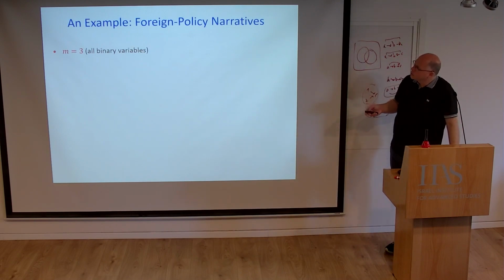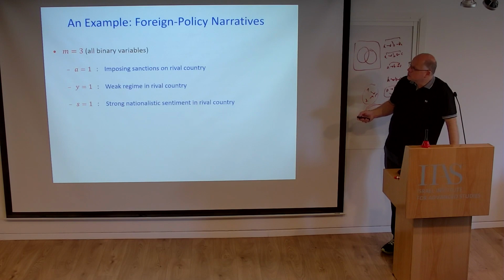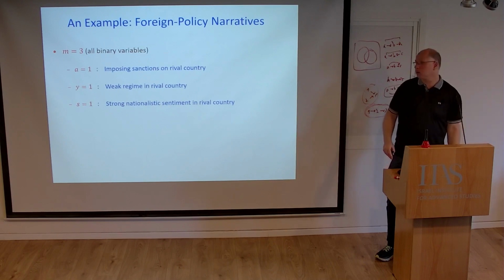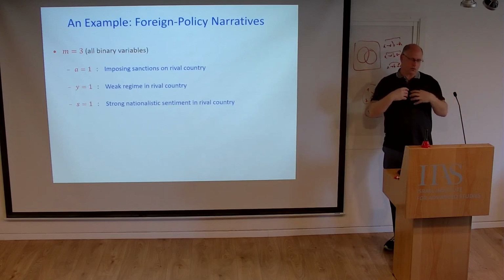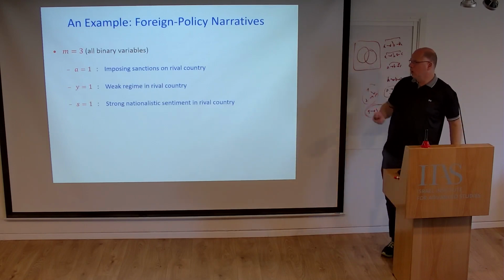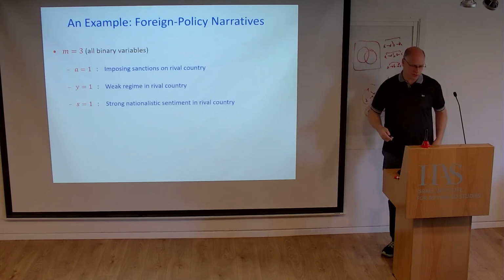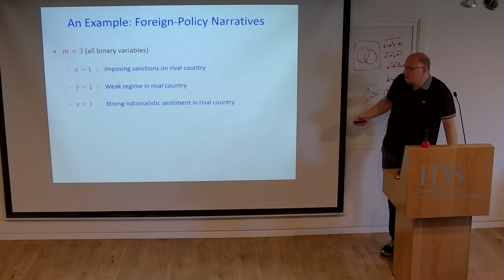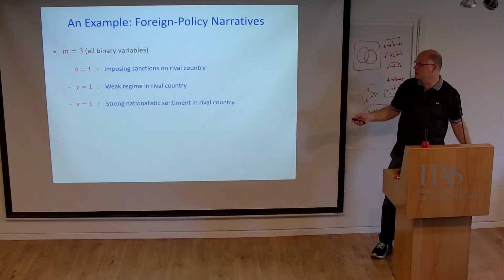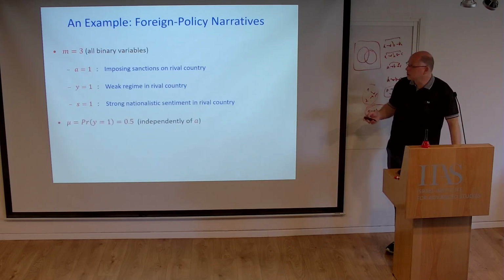Foreign policy narratives. So in this story, there will be three variables, all binary. The policy A is whether to impose sanctions on a rival country. Y is the strength of the regime in this rival country, and let's suppose that from our point of view in our country, a weak regime in the other country is a good outcome. So Y equals 1 is a weak regime, because from our perspective, weakening the regime is a good thing. And S is a variable that in principle is measurable, because you can use polls or surveys to measure it, which is the strength of nationalistic sentiments in this rival country. So those are the three variables.